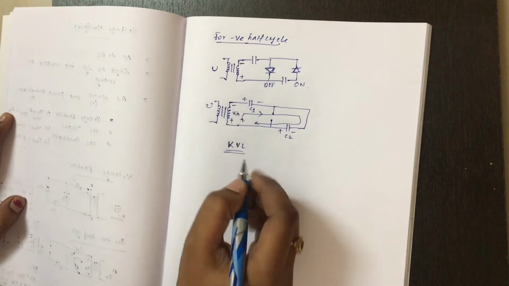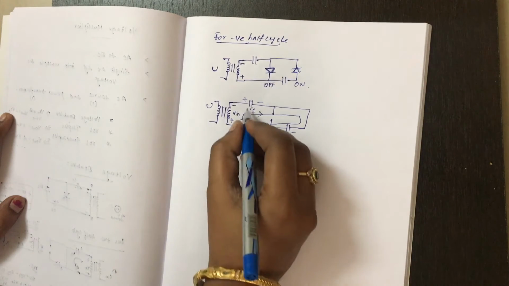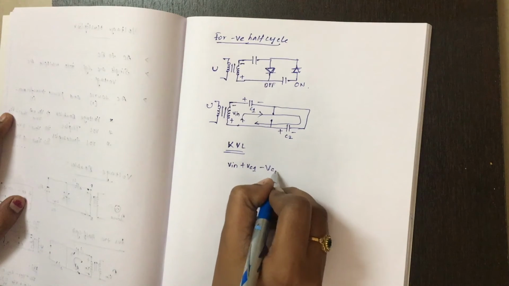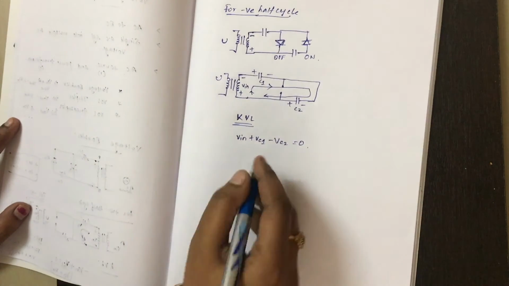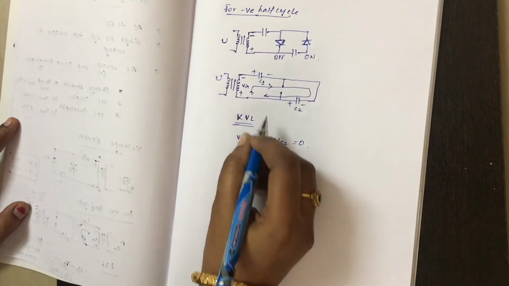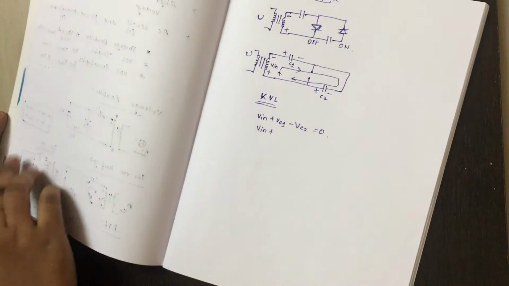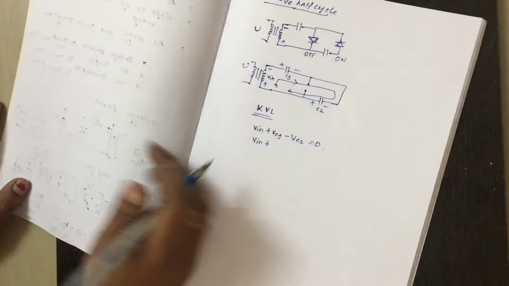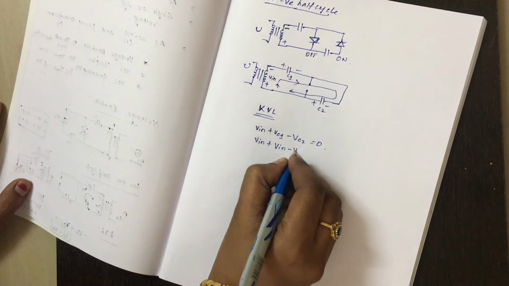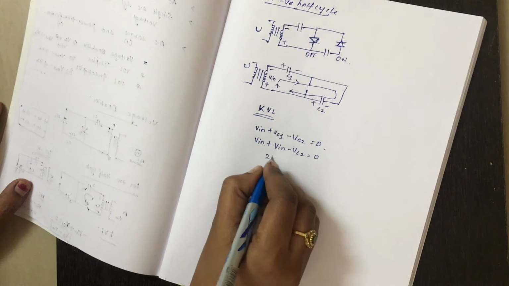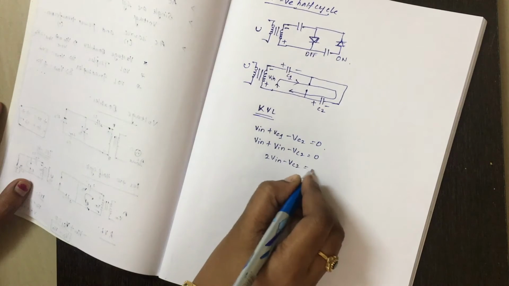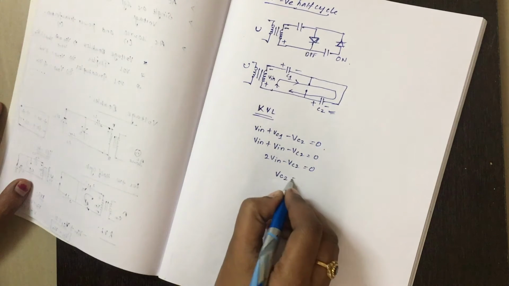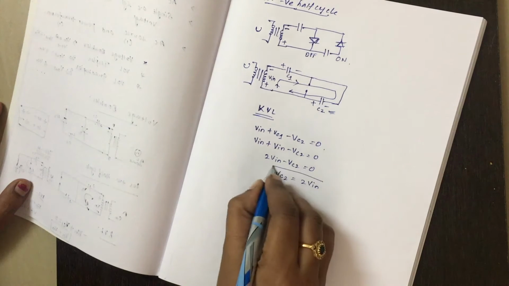So plus to minus is Vin. Let's assume that current direction is in this way. So plus to minus is Vin, plus to minus Vc1, capacitor is minus to plus Vc2 is equal to 0. Now Vin plus Vc1, we already know from before, here Vc1 is equal to Vin. So Vin plus Vin is 2Vin minus voltage across capacitor 2. So we need to find voltage across this capacitor. So Vc2 equal to 2 input voltage.